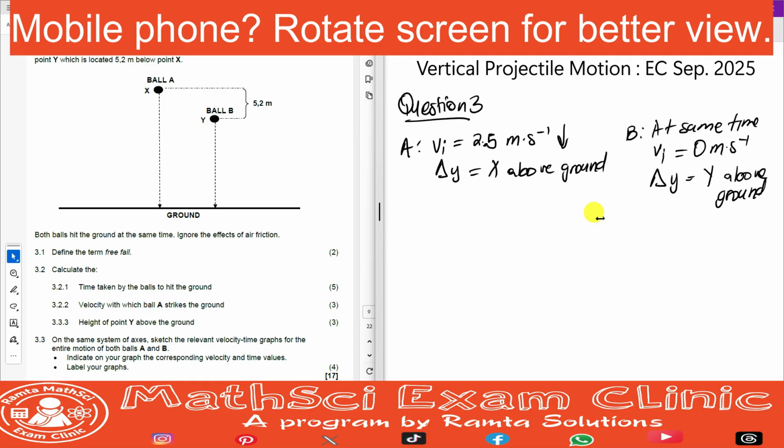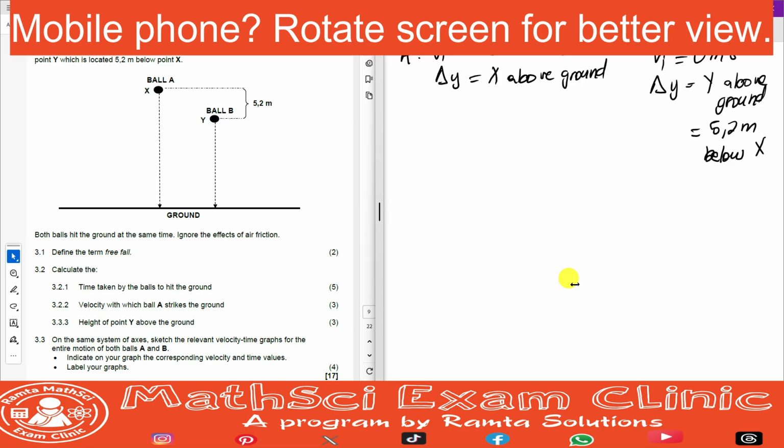Now, let's see, what do we do then? They also say this Y is 5.2 meters below X. So it is 5.2 meters below X. All right, cool. Now let's see. Both balls hit the ground at the same time.